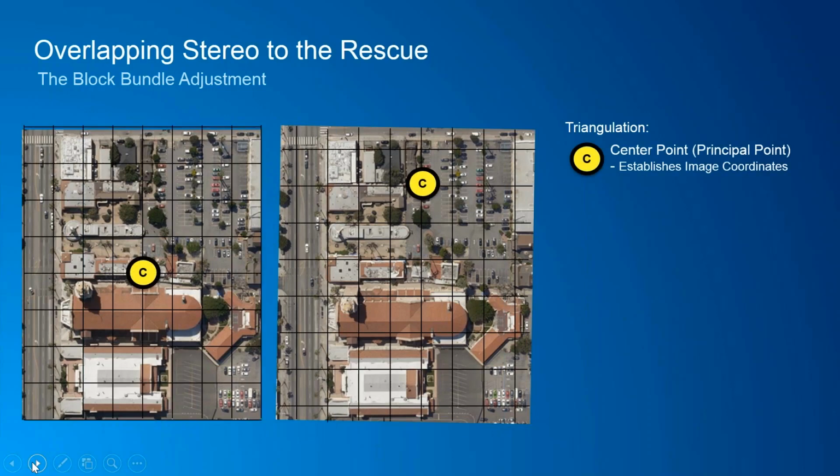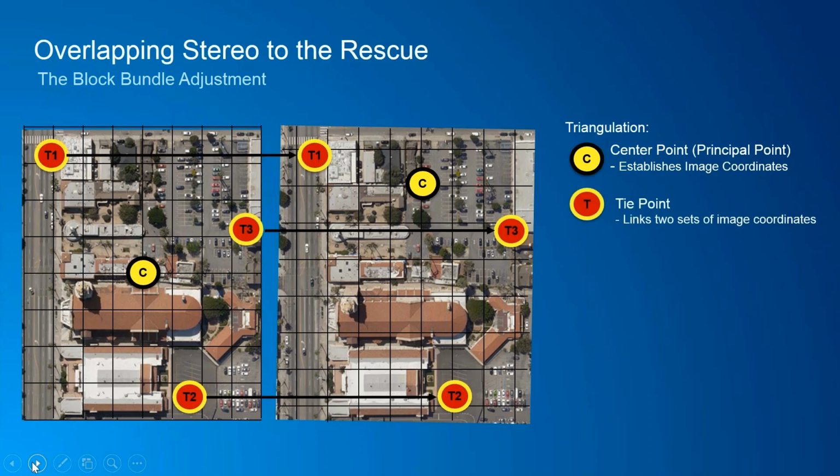The thing that helps you the most to do that is overlapping stereo images. So we're going to talk about, when you go out and collect with Drone2Map, having that stereo overlap is very critical, because with each photo that you take, there will obviously be a center point. From that center point, you can establish a local coordinate system or an image coordinate system. But then how do you link these photos up? You do that through a process of building up tie points.